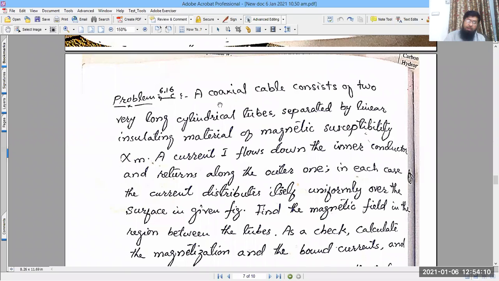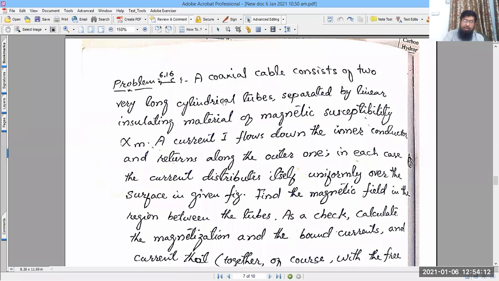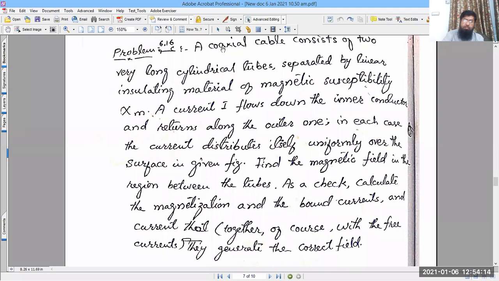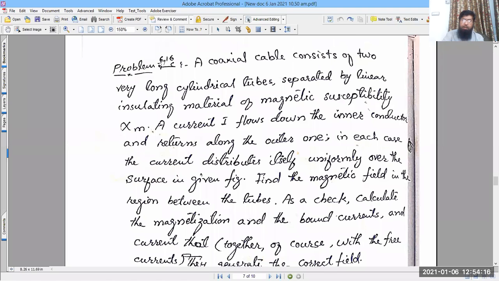So now the problem of this coaxial cable here is, if we look here, this is problem 6.16. A coaxial cable consists of two very long cylindrical tubes. दो tubes हैं. One is inside, separated by a linear insulating material of magnetic susceptibility chi of M. A current I flows down in the inner conductor.